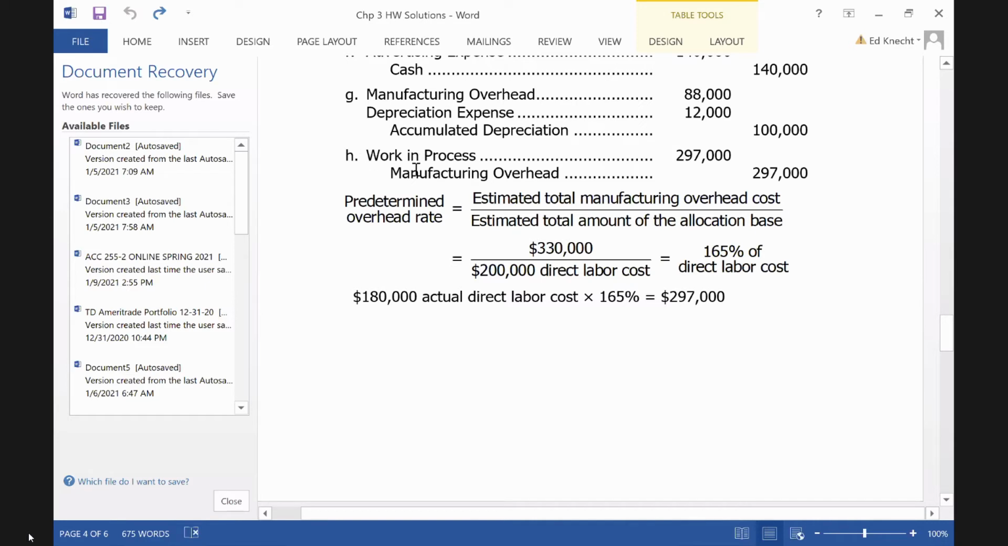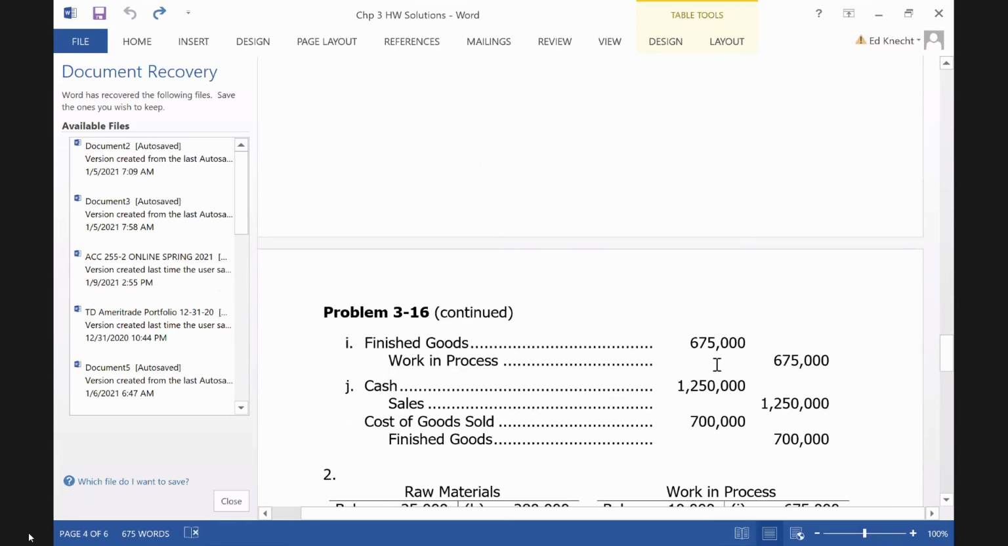So students have a little trouble with this entry. Remember, when you apply overhead, you debit work in process. You're putting in cost. We're estimating it, right? But we have our predetermined overhead rate. We multiply it by actual. In this case, the base was actual direct labor cost. So that's how we get the number. Any questions? You just have to remember which accounts need to be debited and credited.